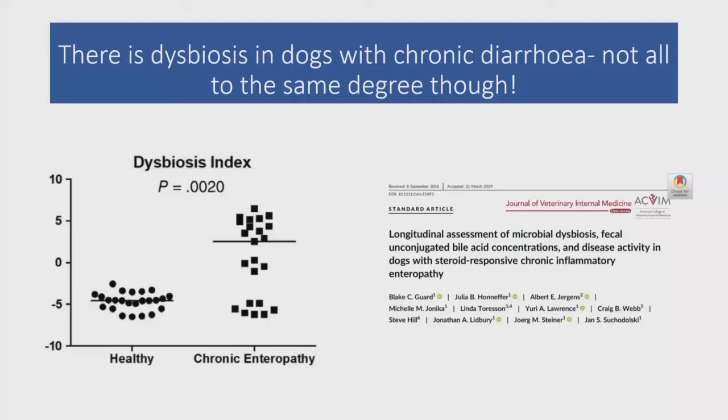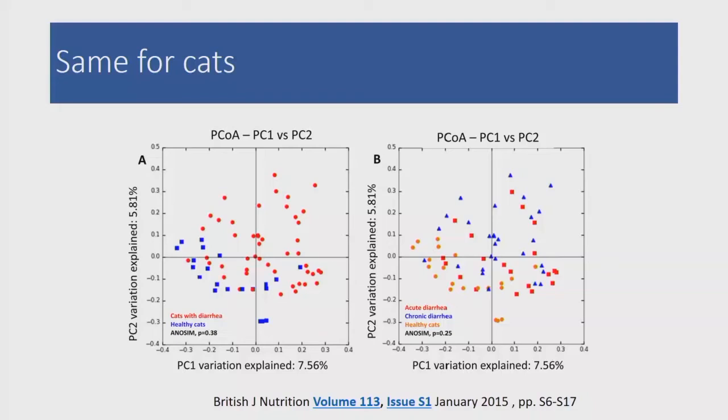The most recent paper that looked at the dysbiosis index again showed that the vast majority of dogs with chronic enteropathy in this particular study had a dysbiosis index greater than zero. It's kind of a self-fulfilling prophecy though, because this is from the same group that actually made the dysbiosis index. However, they did improve with clinical resolution. We also know that cats with diarrhea will have a dysbiosis.